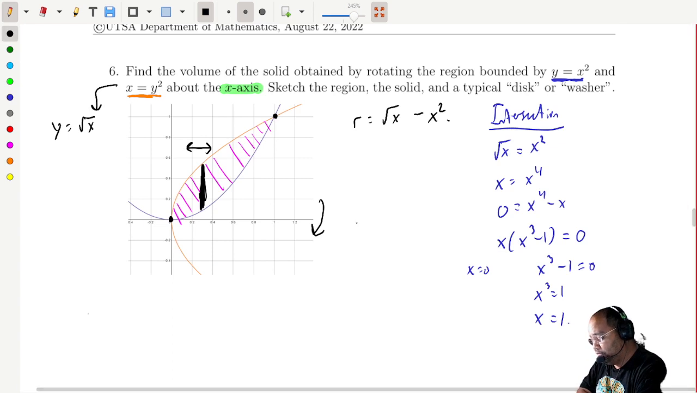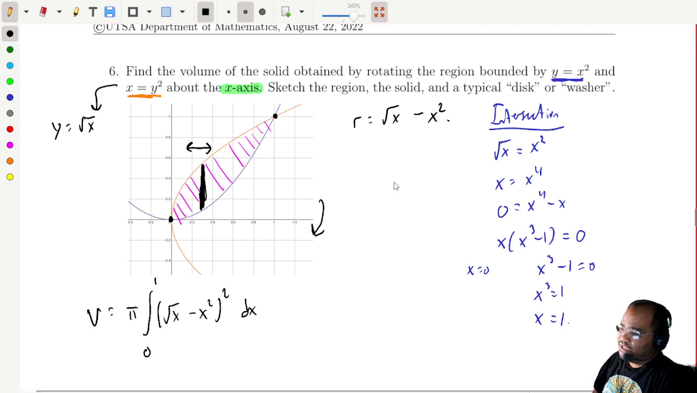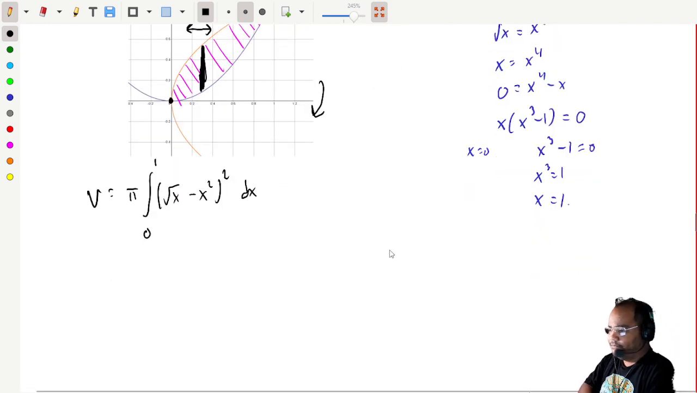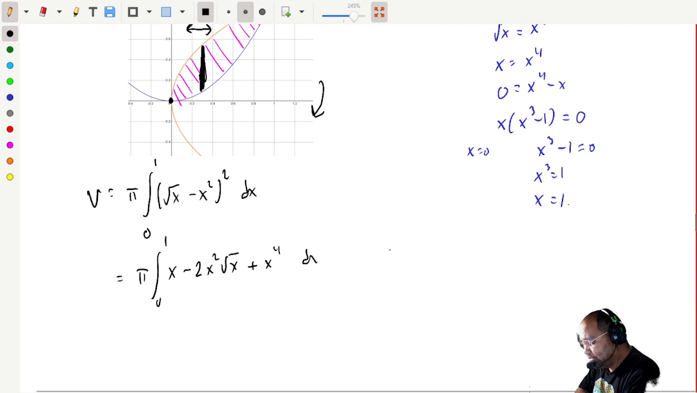For our volume here, pi times the integral from 0 to 1 of our radius function squared, square root x minus x squared, dx. And now we'll have to multiply out and be very careful using our favorite pattern, the perfect square binomial. So the first thing squared, that's just x, minus 2 times the first times the second, so 2 x squared square root x. We'll tidy that up in a bit. And then plus the last thing squared, plus x to the fourth, dx.